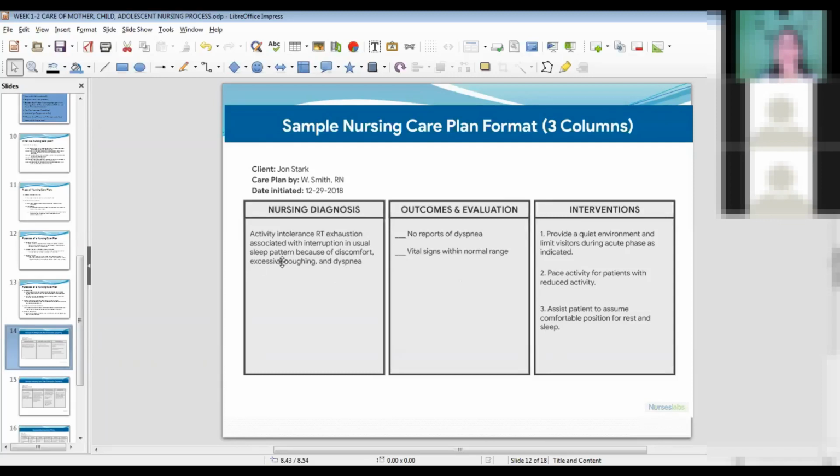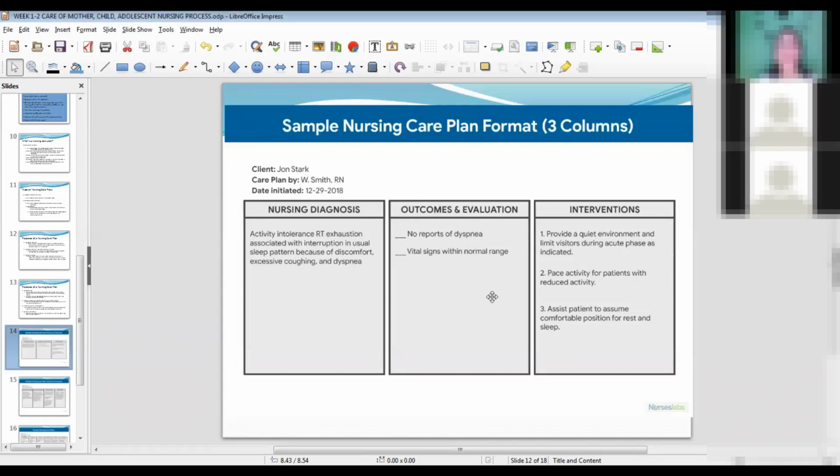So remember, we do not use medical diagnosis. So the problem is activity intolerance, related to. So this is the cause or the etiology. Exhaustion associated with interruption in usual sleep pattern because of discomfort, excessive coughing, and dyspnea. So based on the manifestations, the medical diagnosis could be bronchopneumonia or pneumonia if the patient is an adult. Okay, so in the outcomes and evaluation, the outcome and evaluation are together in the second column.